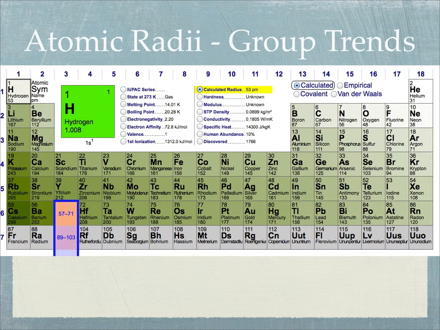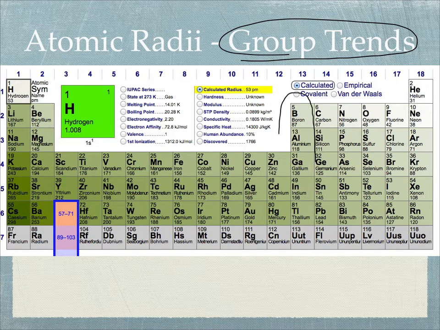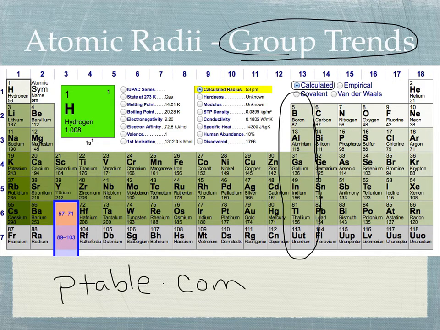All right, I want you to stop the video and take a look at the atomic radii as you go down. Group trends is what we're talking about here, so group trends mean as we go down. Let's say you pick this one right here and look at what happens to the size. If you cannot read this on this screen, then go to ptable.com and use the calculated radius. It may not say calculated depending on which of these other buttons has been pushed, but it's going to be that top one in the second column. Click on that, click on calculated, and then just take a look.